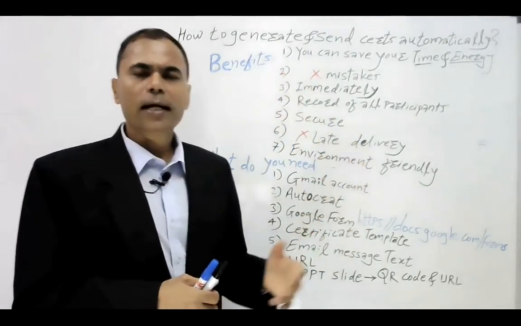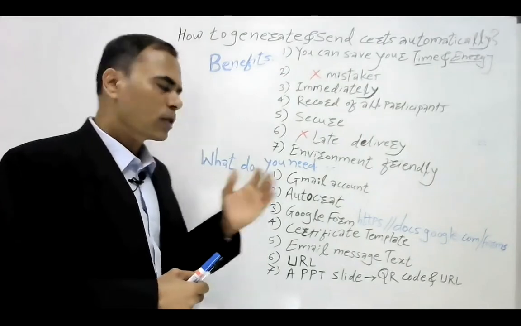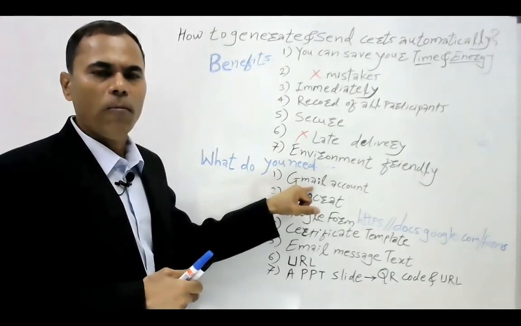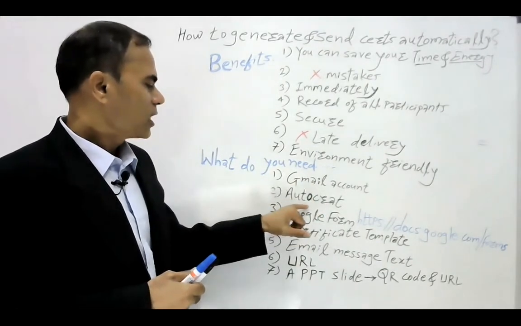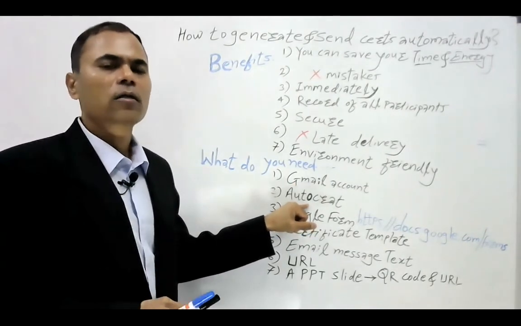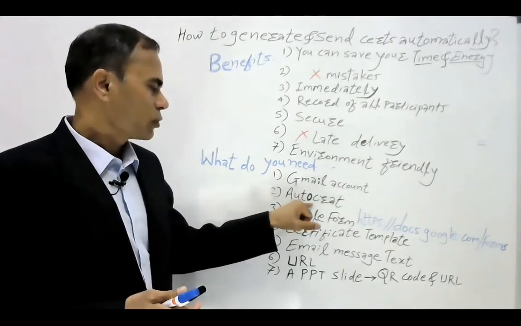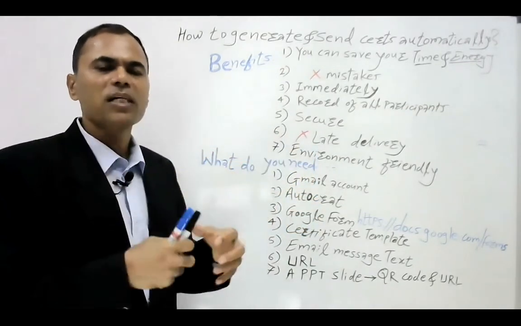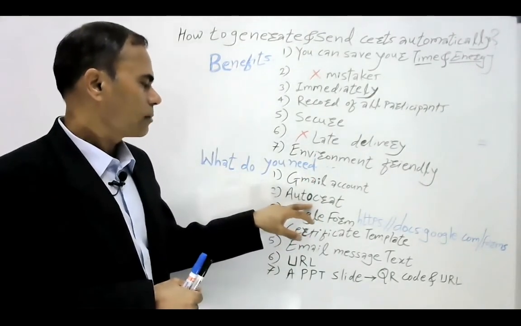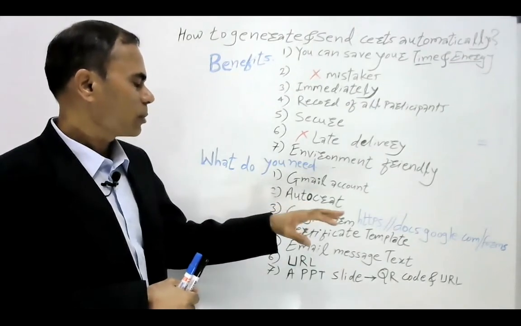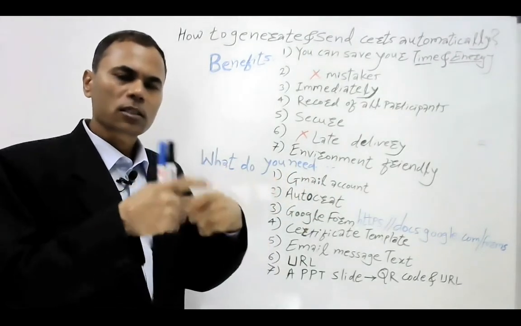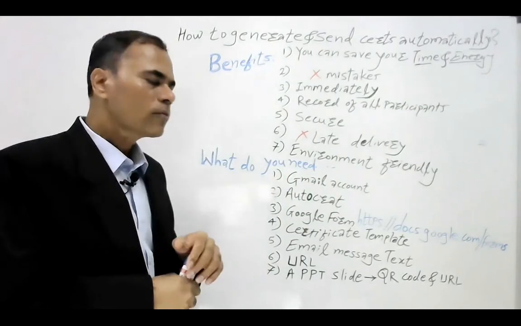And in order to generate the e-certificates, what do you need? You need a Gmail account because you are using the Google form. So you need a Gmail account. You need an Autocrat. It's an open source add-on app which helps you to do the merging of the information. So this Autocrat helps you to merge the information of the participant with the template of the certificate and generates the certificates automatically and sends to the participants.